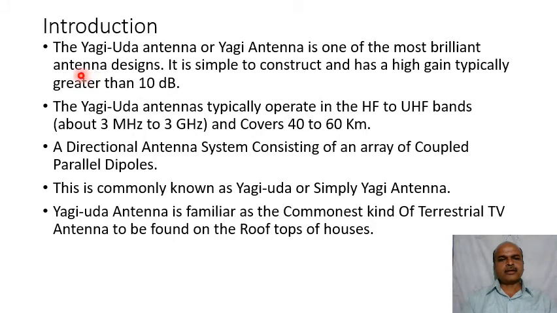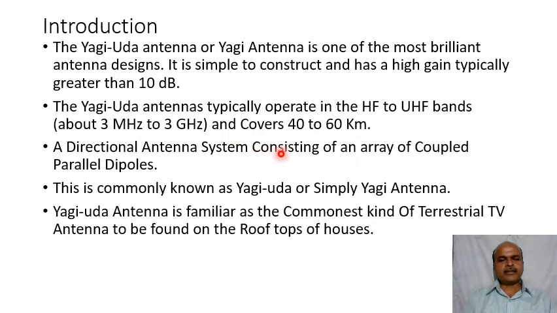So in the introduction, the Yagi-Uda antenna is one of the most brilliant antenna designs. It is simple to construct and has a high gain, typically greater than 10 dB. The Yagi-Uda antennas typically operate in the HF to UHF bands, about 3 MHz to 3 GHz, and cover 40 to 60 km. So the range of this antenna is 40 to 60 km.